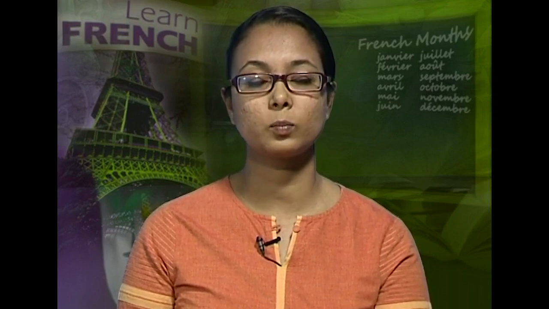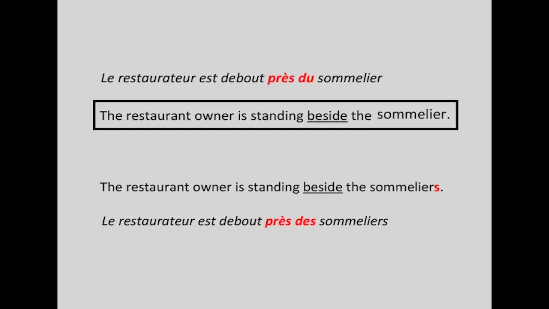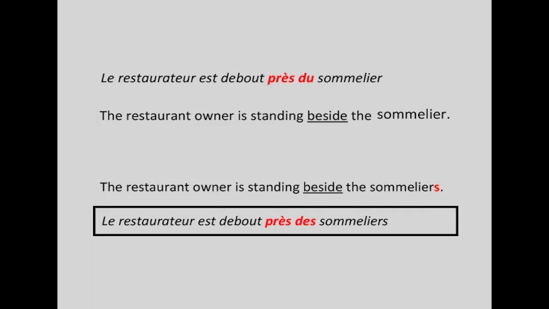Since a contraction always occurs with the word the, when the word following is a masculine or a plural noun, these 5 prepositions always require a contraction. I'll illustrate each one with an example. Le restaurateur est debout près du sommelier. The English equivalent of this sentence is, the restaurant owner is standing beside the sommelier. If we change sommelier to plural, then the French sentence would be, le restaurateur est debout près des sommeliers.